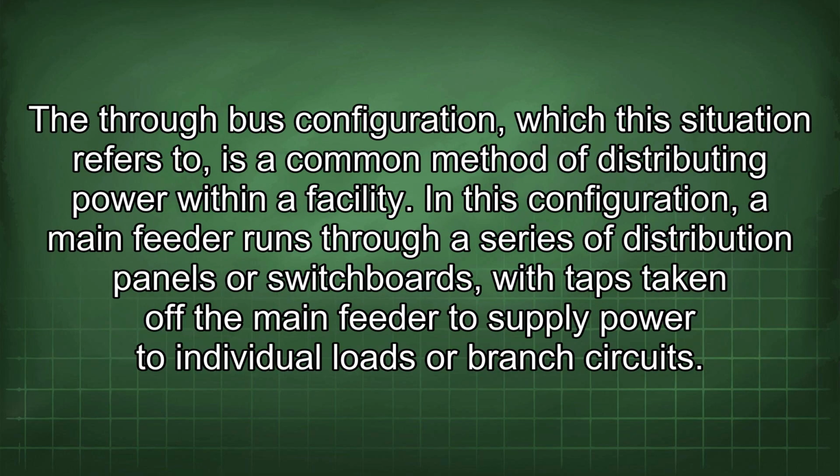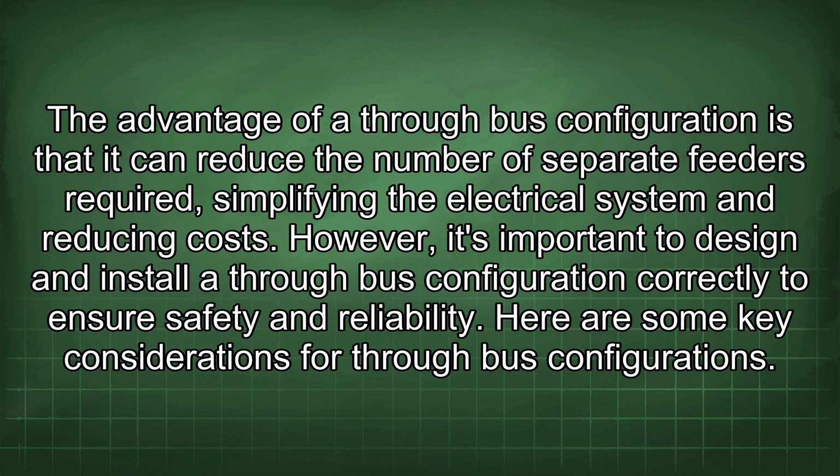The through-bus configuration, which this situation refers to, is a common method of distributing power within a facility. In this configuration, a main feeder runs through a series of distribution panels or switchboards, with taps taken off the main feeder to supply power to individual loads or branch circuits. The advantage of a through-bus configuration is that it can reduce the number of separate feeders required, simplifying the electrical system and reducing costs. However, it's important to design and install a through-bus configuration correctly to ensure safety and reliability.